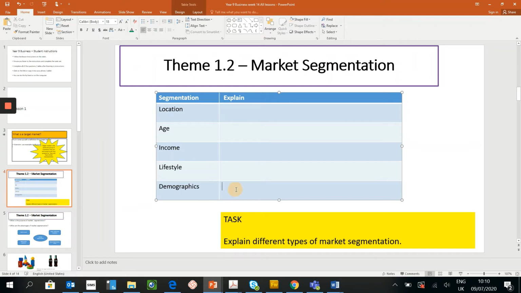And again, it could be marital status. It could be family holidays, for example. It could be things like that. So it's really important that businesses look at targeting their customers. The more they target their customers through market segmentation, the more they start to know and understand who their customers are. And if they can understand who their customers are, they can meet the wants and needs of their customers. Now, that is why market segmentation is important.